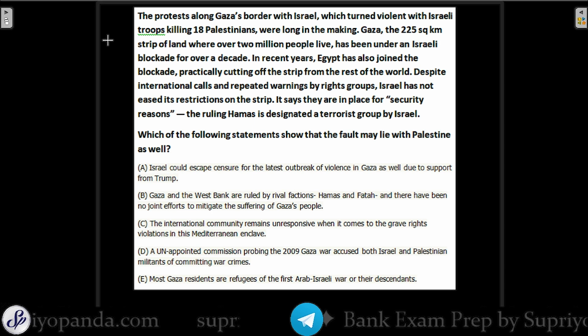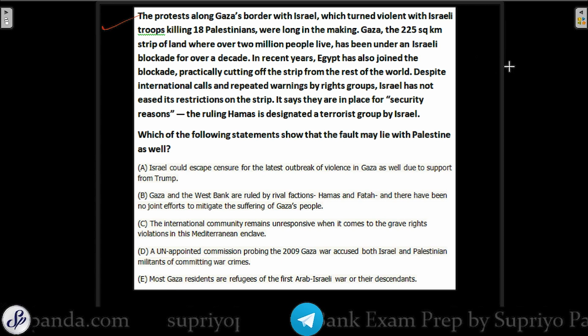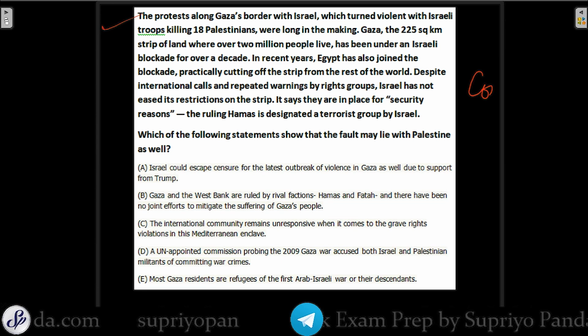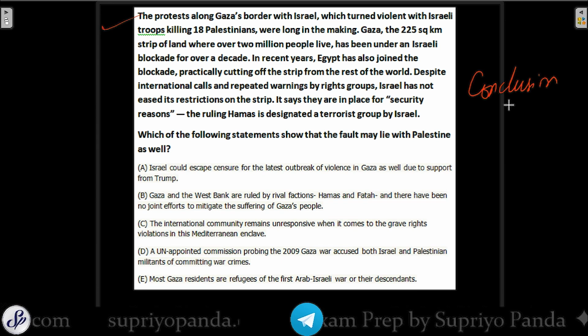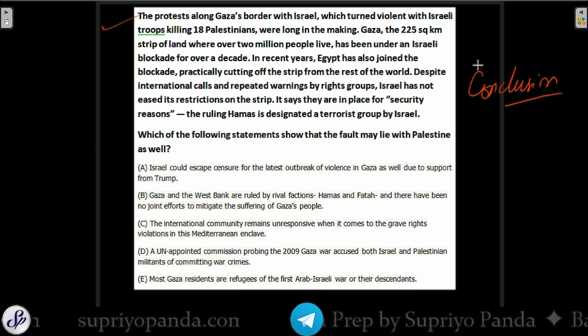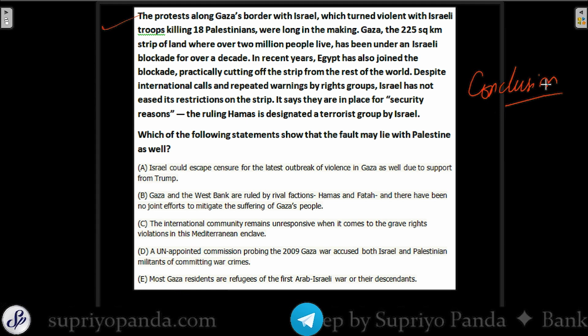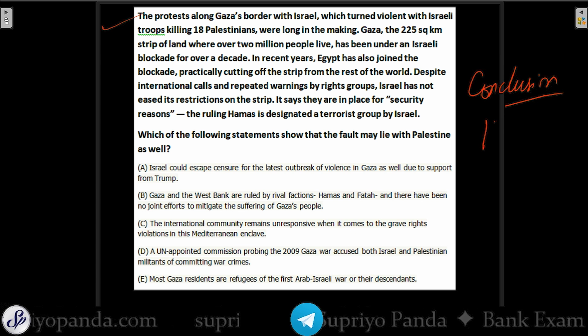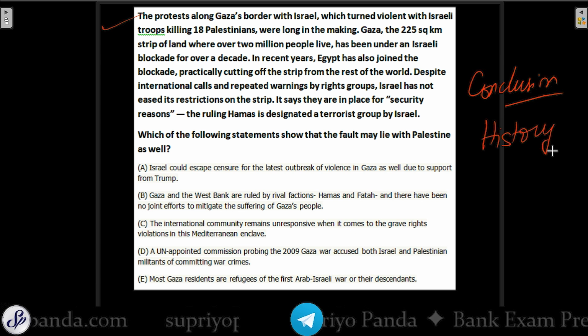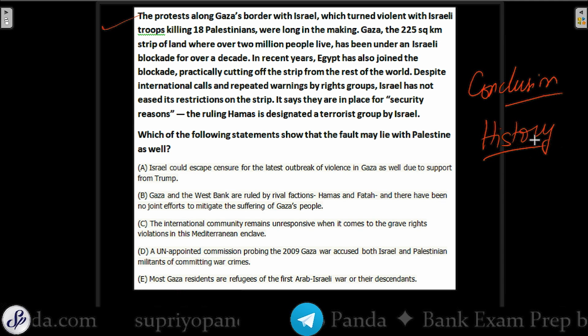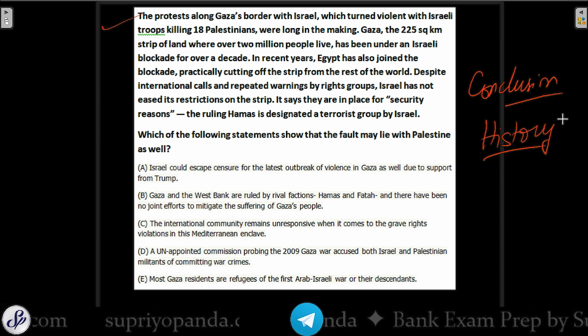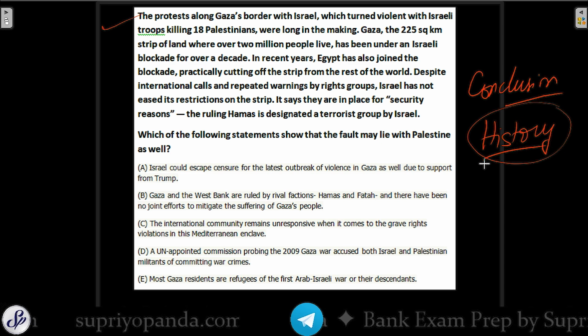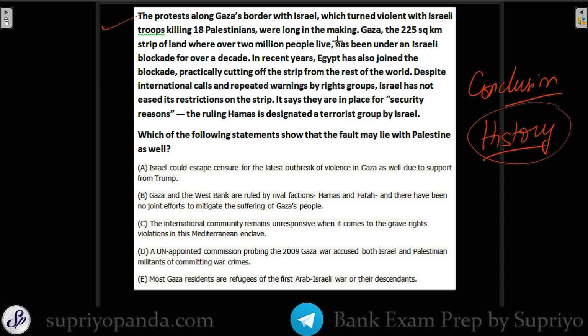So this is actually quite an interesting question because in this question you will see that the conclusion is not stated matter-of-factly, it is not explicitly stated what the conclusion is. The second interesting thing is that if you know the history of these two countries, then you can easily solve this question. But even if you do not know the history, you can still solve it. I'll show you what exactly I'm talking about.